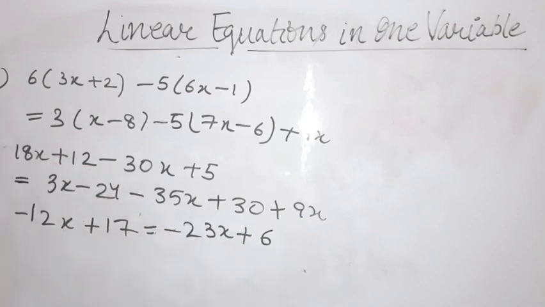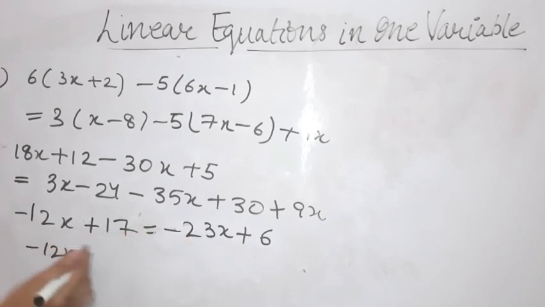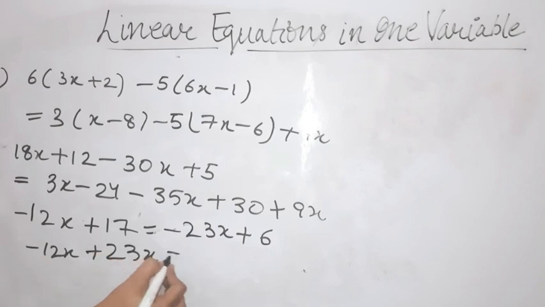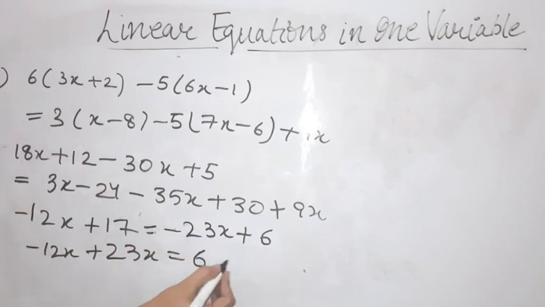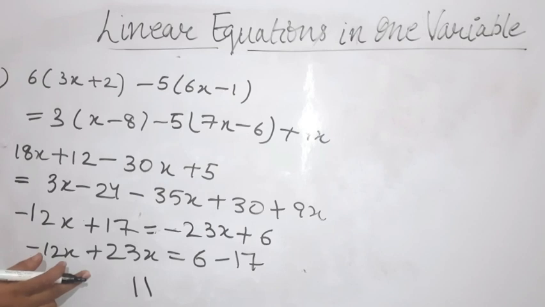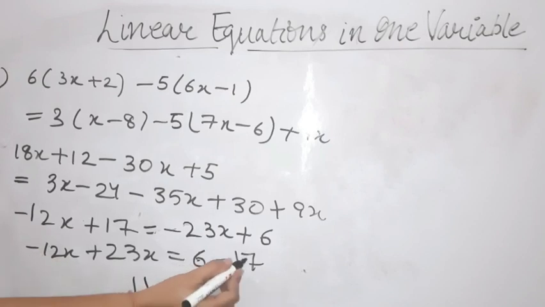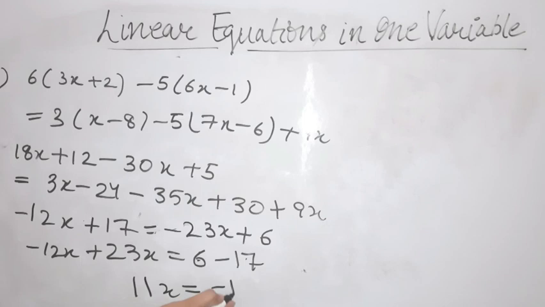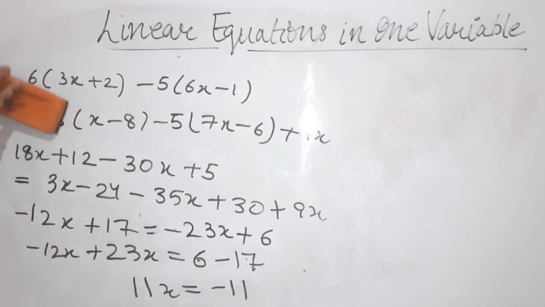Now again collecting all the like terms on the left hand side and right hand side together. So minus 12x, this minus 23 will come on the left hand side, it will be plus 23, and this plus 17 will go on the right hand side, it will become minus 17. Okay students, now minus 12 plus 23, again we have to subtract. 3 minus 2 is 1, 2 minus 1 is 1, and the greatest number has a positive sign. And 6 minus 17 is minus 11, because plus minus, and the sign of the greatest number.